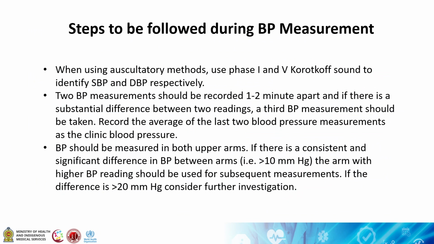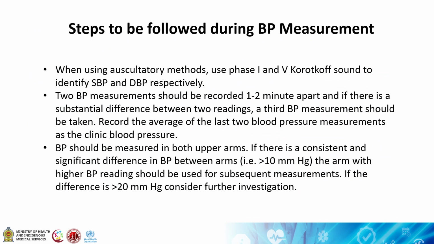When using auscultatory methods, use phase 1 and phase V Korotkoff sounds to identify systolic blood pressure and diastolic blood pressure respectively. 2 blood pressure measurements should be recorded 1 to 2 minutes apart, and if there is a substantial difference between the 2 readings, a third blood pressure measurement should be taken. Record the average of the last 2 blood pressure measurements as the clinic blood pressure.